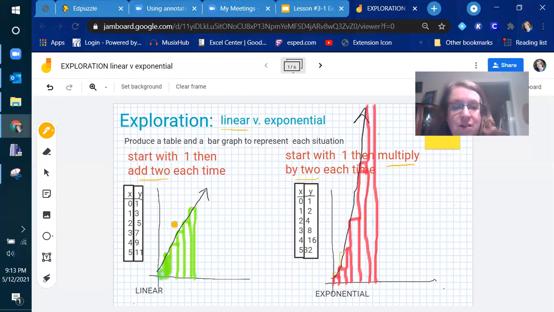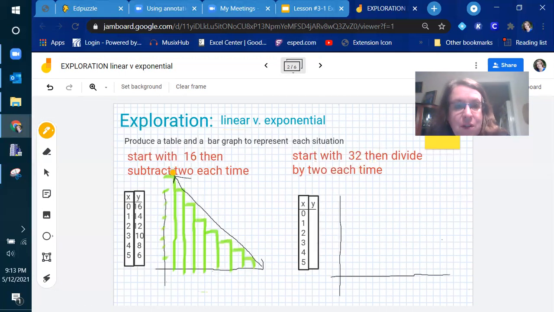So this has a constant rate of change. And this one, the rate of change changes. It's just not the same. It's increasing, the gap is getting bigger and bigger and bigger. And this one is decreasing. It's going down, and it's always going down 2 over 1, down 2 over 1, down 2 over 1, down 2 over 1. Constant. It's a constant rate of change.